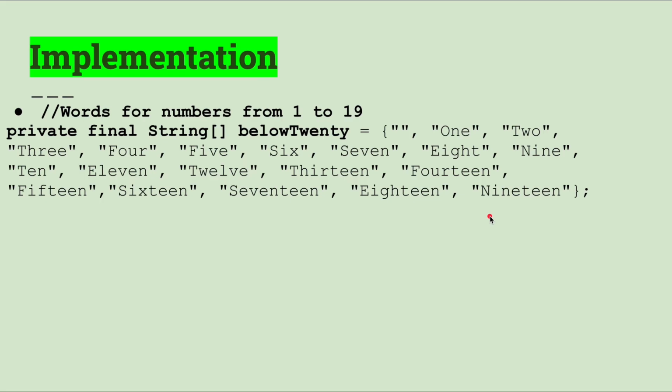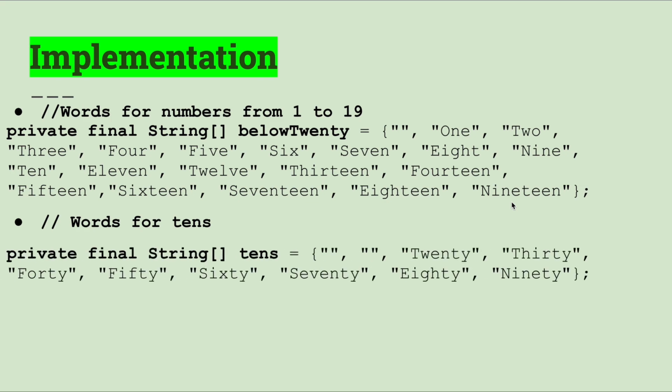This string array below20 will keep the words for 1 to 19, with a blank for index 0. Then after 1 to 19, what numbers are there? The numbers with a zero, which we'll call the tens. Not 10 itself, since 10 is different. Tens are like 20, 30, and so on. So we take all the words for the tens: 20, 30, 40, 50, 60, 70, 80, 90. We go from 20 to 90, and we'll call this the tens array.